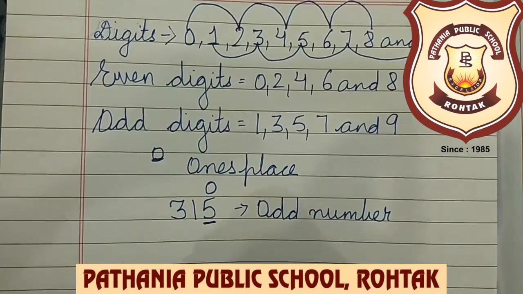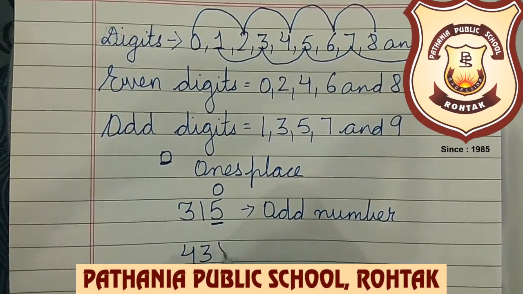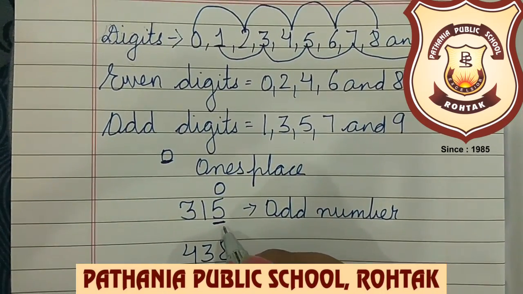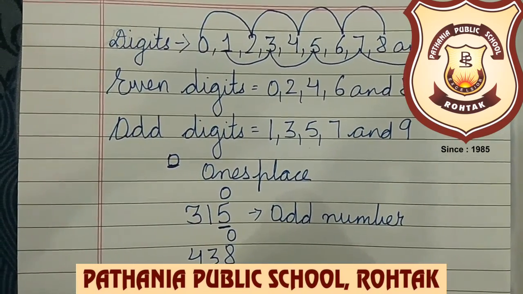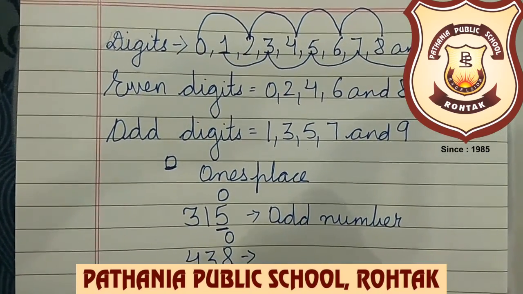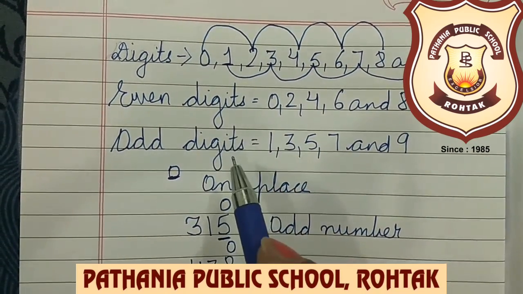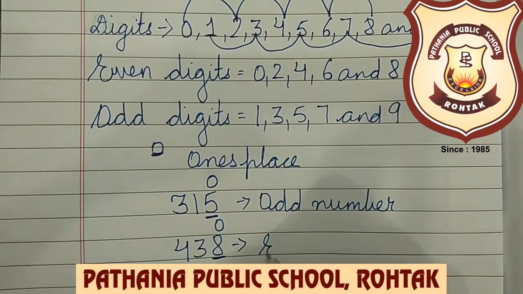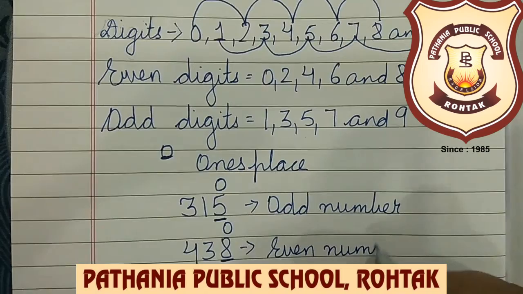And if I give you, tell me, is 438 an even number or odd number? Again you need to put emphasis on the ones place digit. What is the ones place digit? 8. Now please check, is 8 an even digit or odd digit? Yes, it is an even digit. So 438 is an even number.